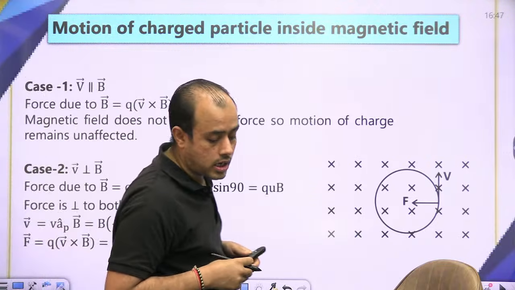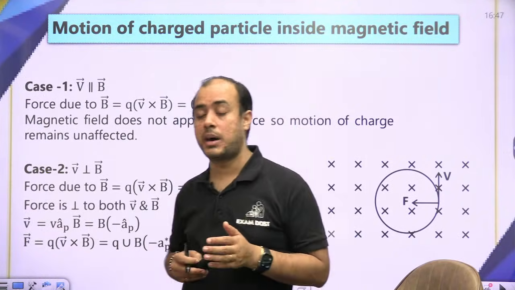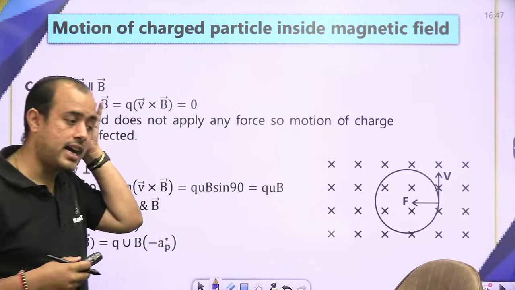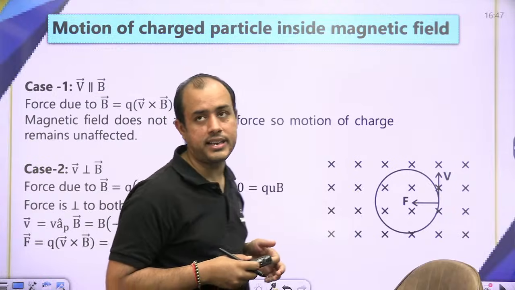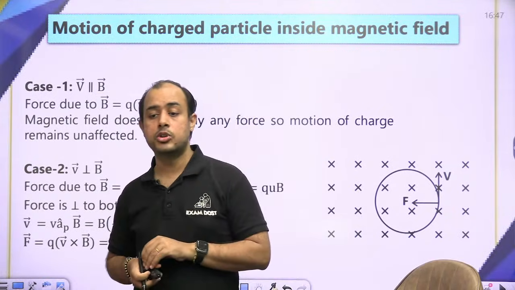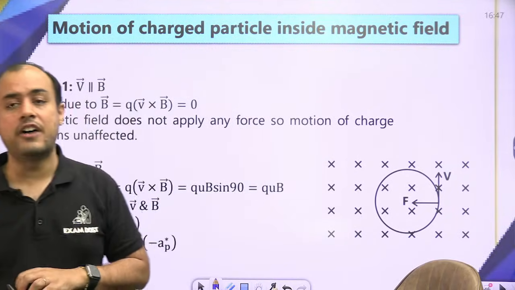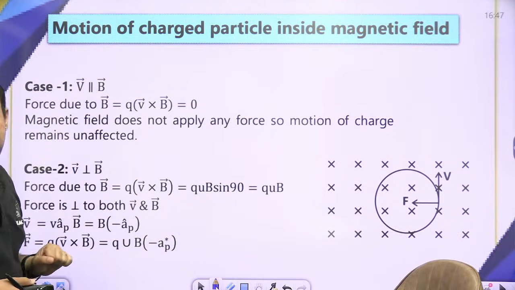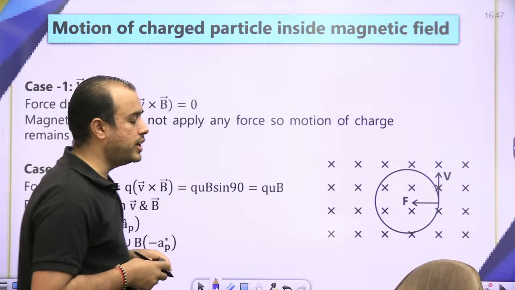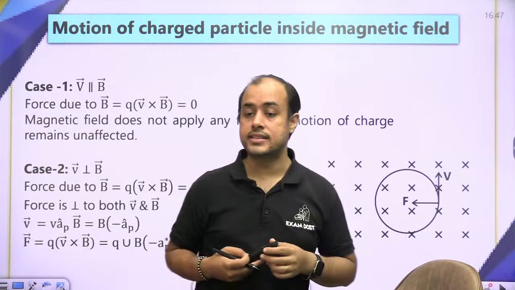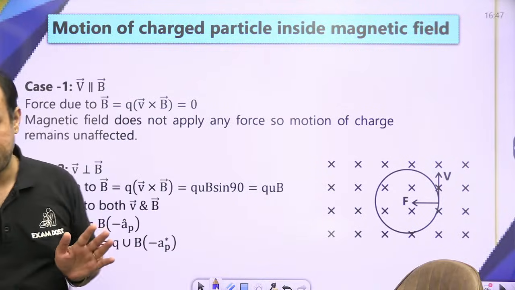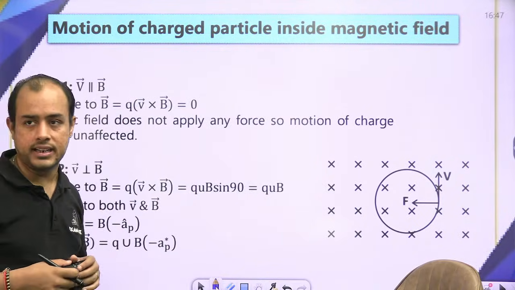Now, when you talk about the motion of a charged particle inside a magnetic field, I told you whenever a charge is moving in the presence of a magnetic field, it experiences a force. So that force will affect its motion. If the velocity is parallel to the magnetic field, the force will be zero. If the magnetic force is zero, the motion is not affected. Motion will remain unaffected.